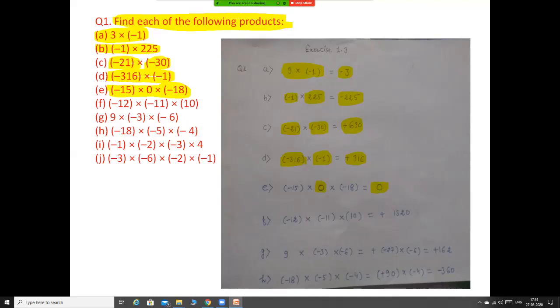Right? Now F part, minus 12 into minus 11 into 10. How to multiply? First of all, minus 12 into minus 11. Answer is 132 into 10. So with the 132, in the ones place, this will come 0. Why plus sign? Because 2 times minus is multiplied.